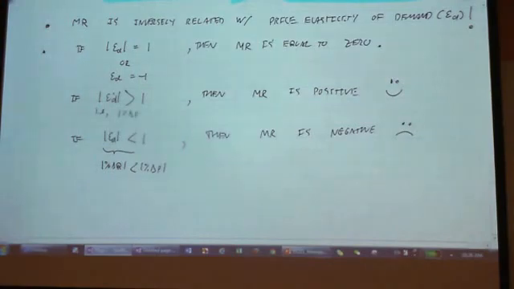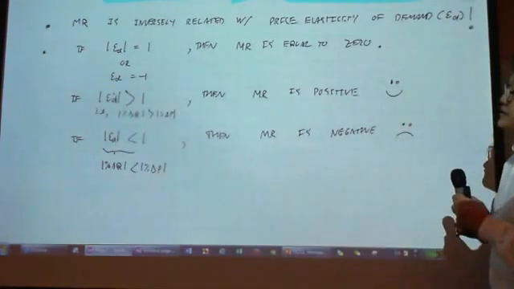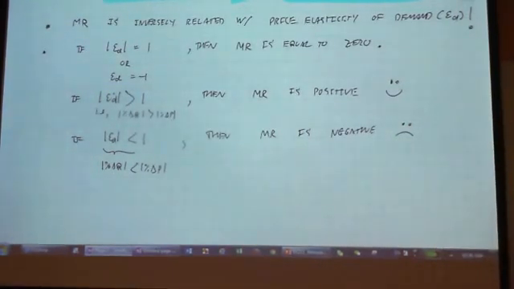Percentage change in Q is bigger than percentage change in P. So if I reduce price by 10%, you will buy more than 10%. Percentage change in Q, let's say 30%, 40%, 50%. That means you are price sensitive consumers. Alright, that's the link between marginal revenue and elasticity of demand.